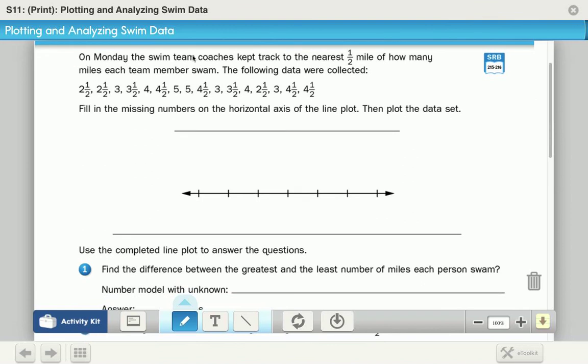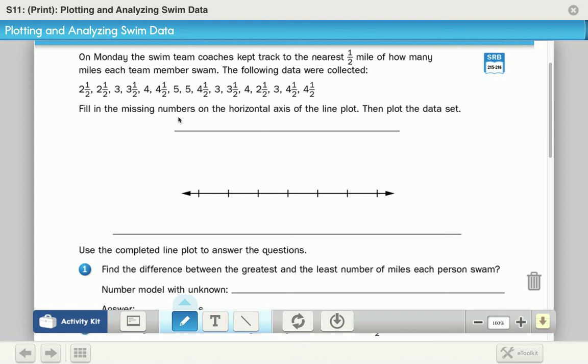So on Monday, the swim team coaches kept track to the nearest half mile of how many miles each team member swam. The following data were collected. So there was one swimmer that swam 2.5, another 2.5, a three and a half, a four, and so on.